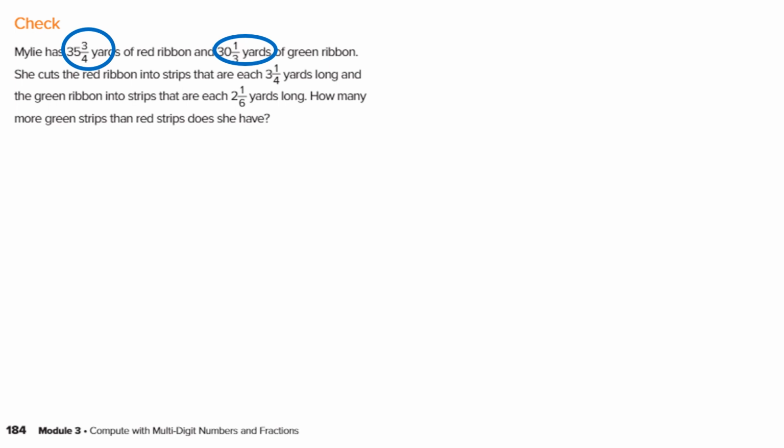Miley has 35 3/4 yards of red ribbon and 30 1/3 yards of green ribbon. So those are both the have categories. She cuts the red ribbon into strips that are 3 1/4 yards long, and the green ribbon into strips that are 2 1/6 yards long. When I start looking at the word into, then I know that's division. So understand that I have two halves and I have two groupings, and they're all different numbers.